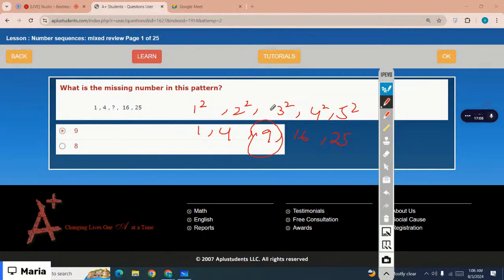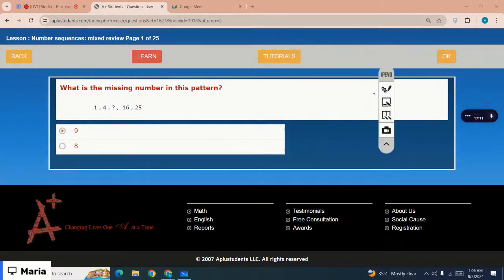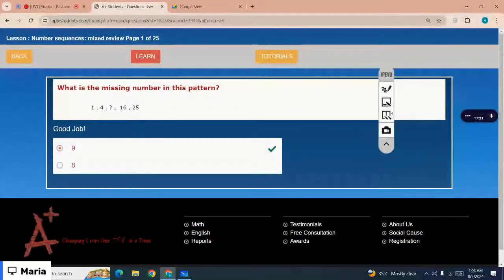No, that isn't multiplication by 2, right? If you multiply 4 times 2, it is not 25, isn't it? All the numbers are already given.